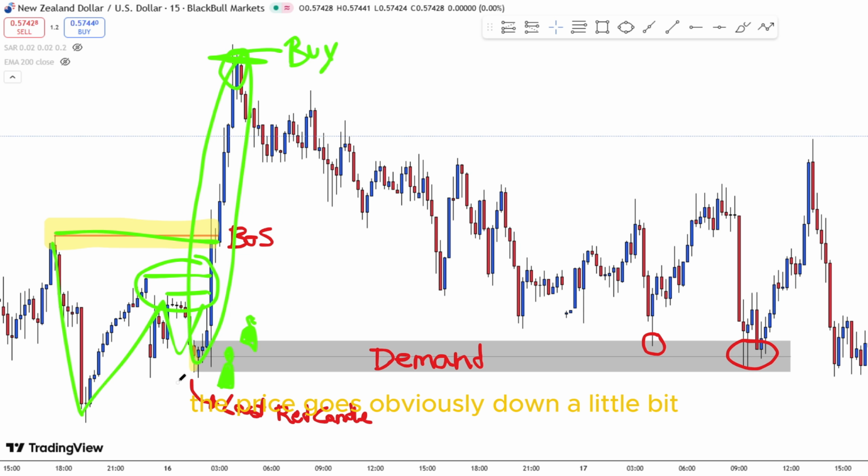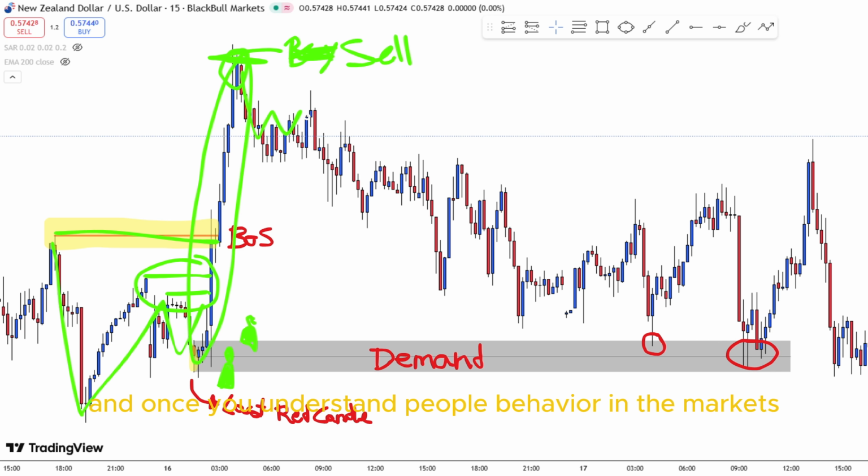What ends up happening is the price goes down a little bit, because all of the people who made a nice profit on this move are going to sell, right? They are going to sell right here. And if a lot of people are selling at a level, what happens? The market falls. You need to understand that the market is not driven by any algorithm or any special metrics. It's actually driven by the people. And once you understand people's behavior in the markets, it's pretty easy to understand what's going on, right?